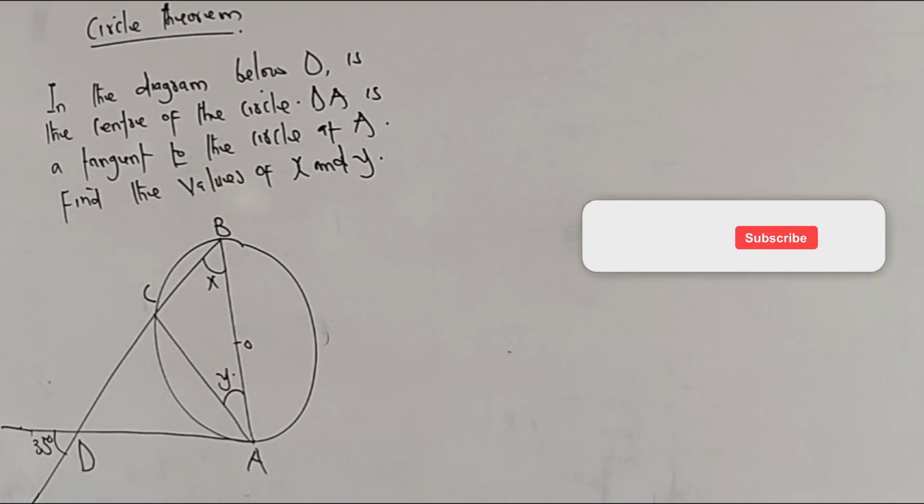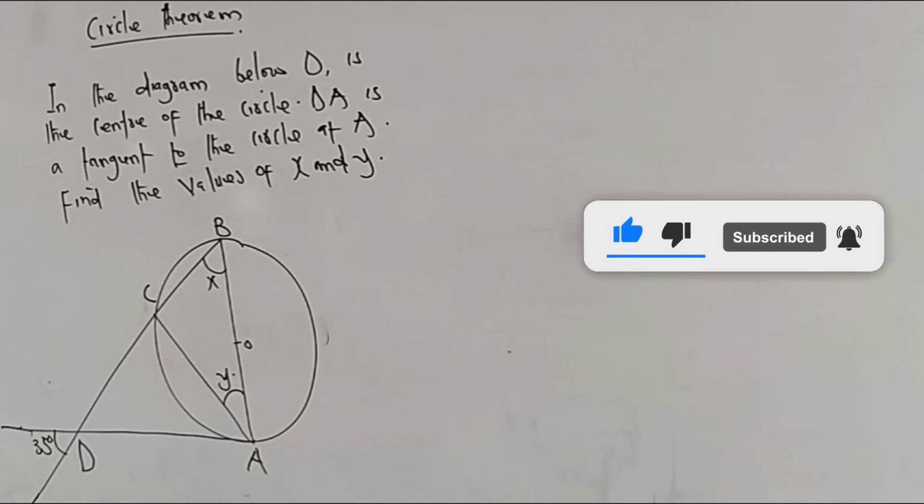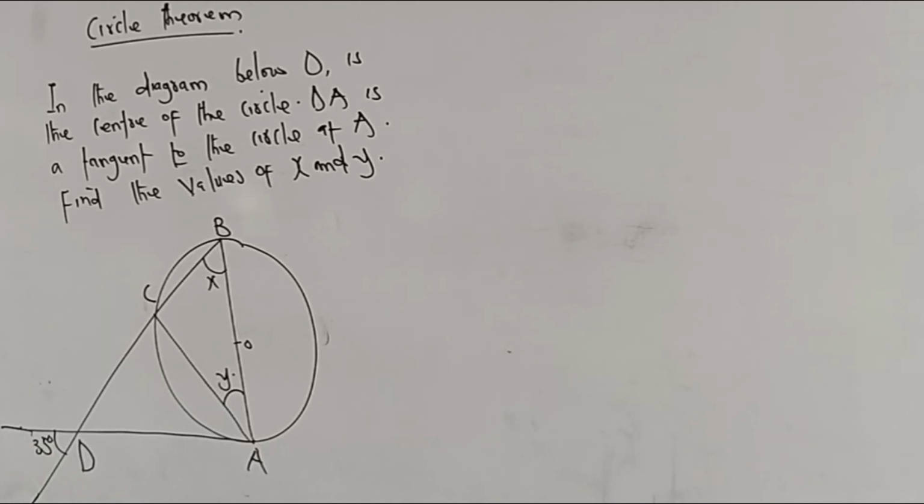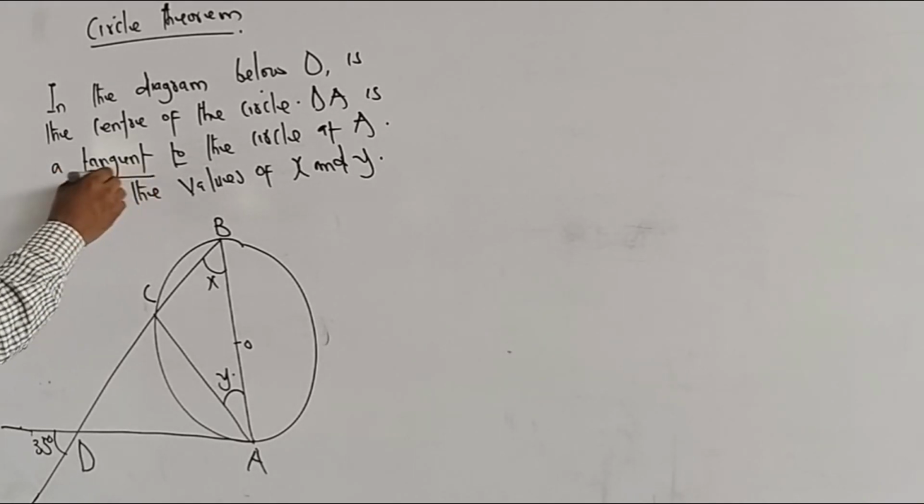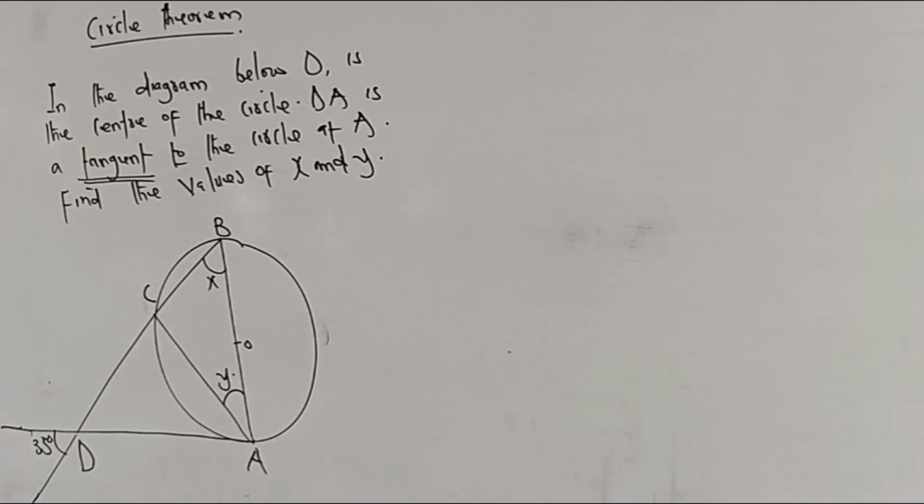In the diagram below, O is the center of the circle. DA is a tangent to the circle at A. You should find the values of X and Y. So what is a tangent? A tangent is a straight line that touches a curve, a circle, or an arc at a point. You can see this straight line DA touches the circle at this point. That is why they call it a tangent.